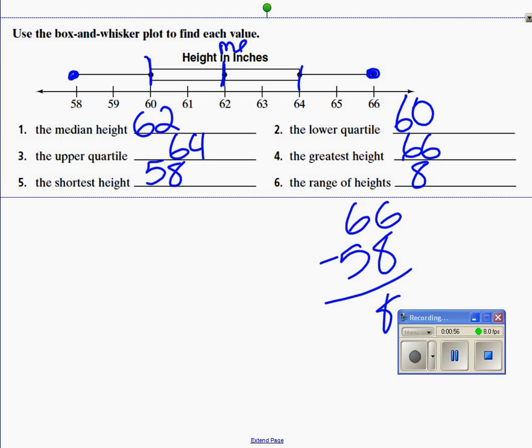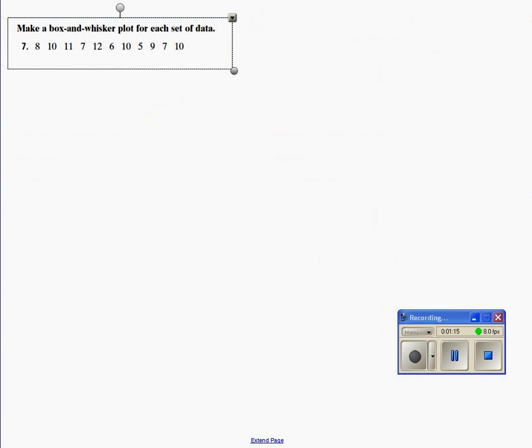So, median, upper quartile over here, and lower quartile on this side. So let's look at how to make one of those.